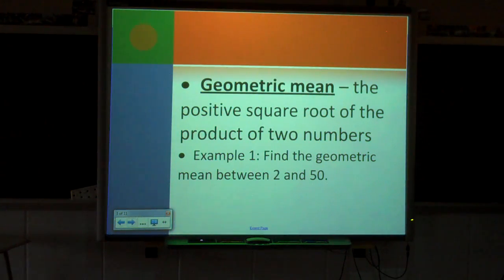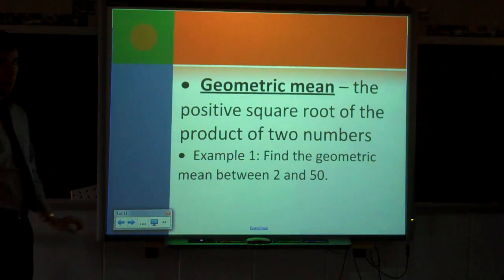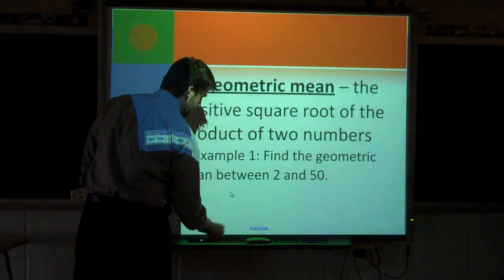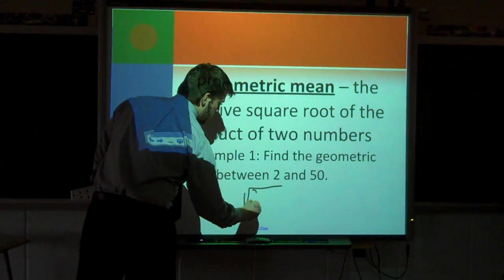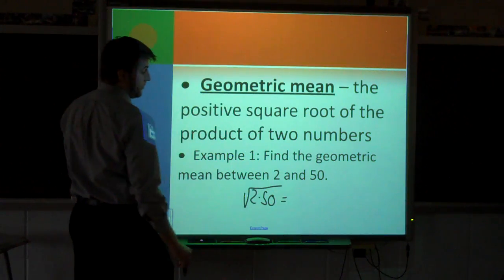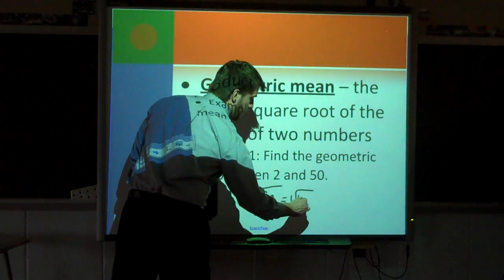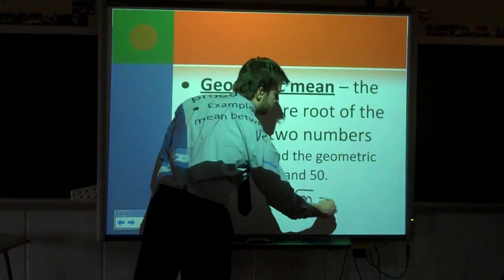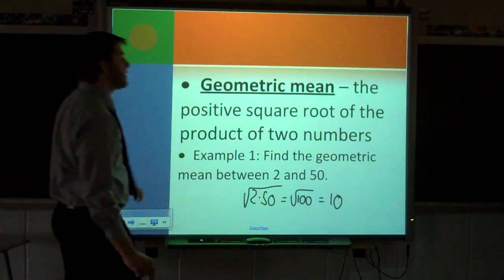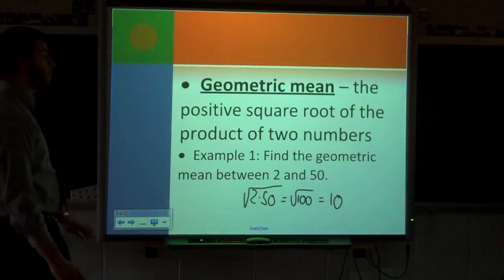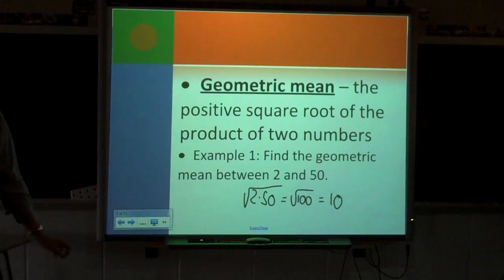So as it says in the definition there, what we're going to do is multiply them together, and then we'll take the square root. It's as easy as that every time. So we're going to do the square root of 2 times 50. 2 times 50 would give us 100, and the square root equals 10. And 10 would be the geometric mean between 2 and 50. So what we get when we found their product and then took the square root.